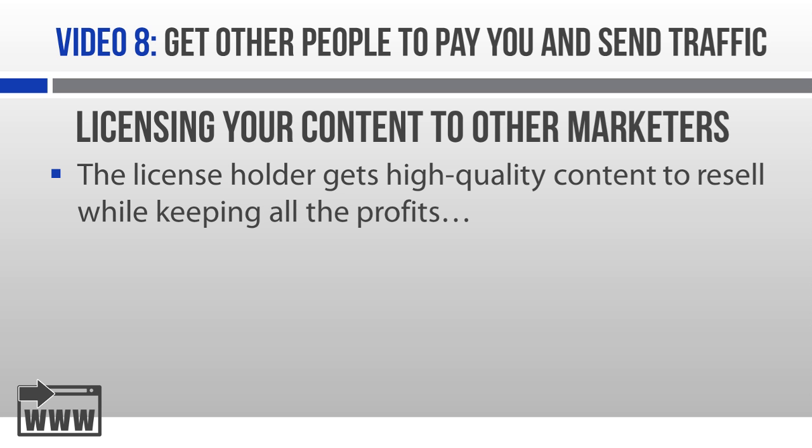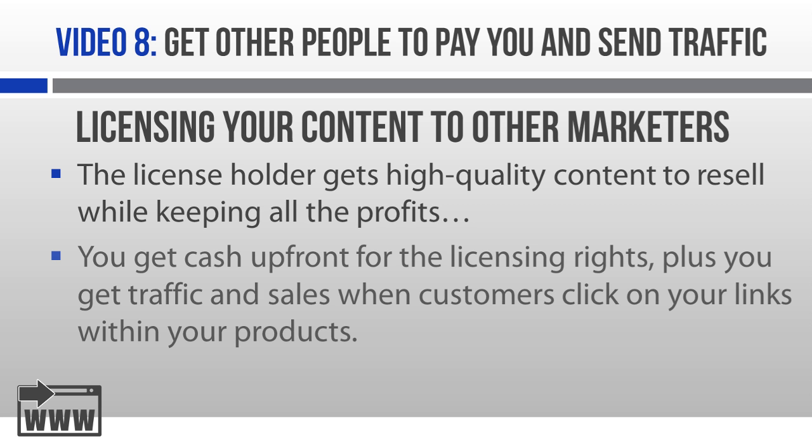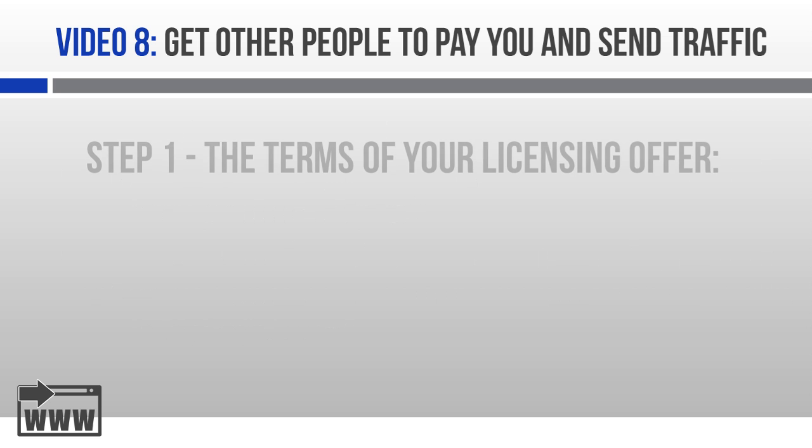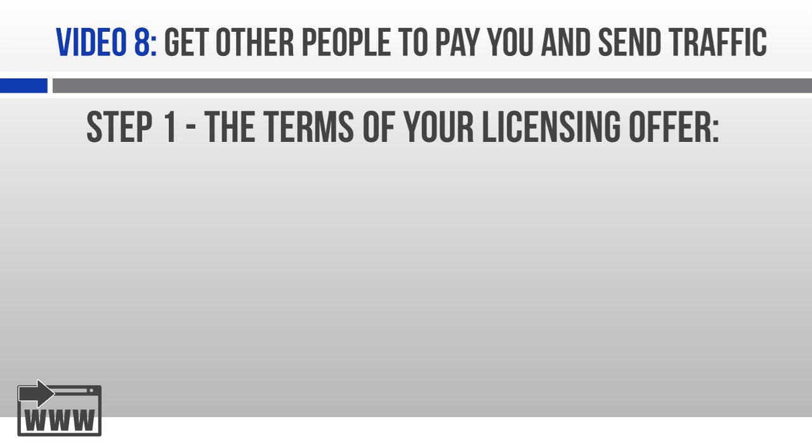The license holder gets high-quality content to resell while keeping all the profits, and you get the cash up front from the licensing rights, and you get the traffic and sales from customers clicking on your links within your products. So let's talk about how to license your content step by step. Step 1 is to figure out the terms of your licensing offer.